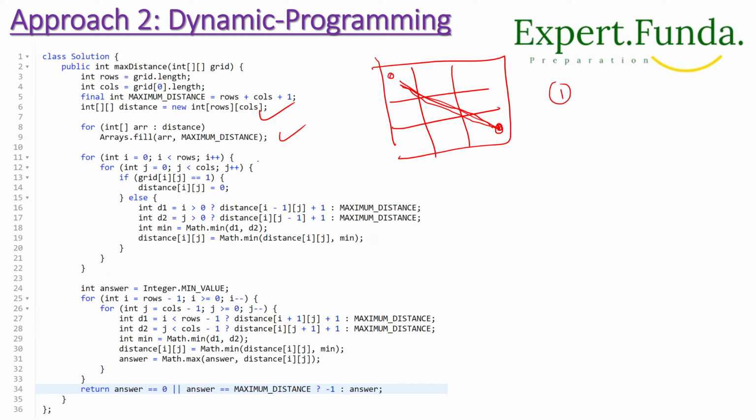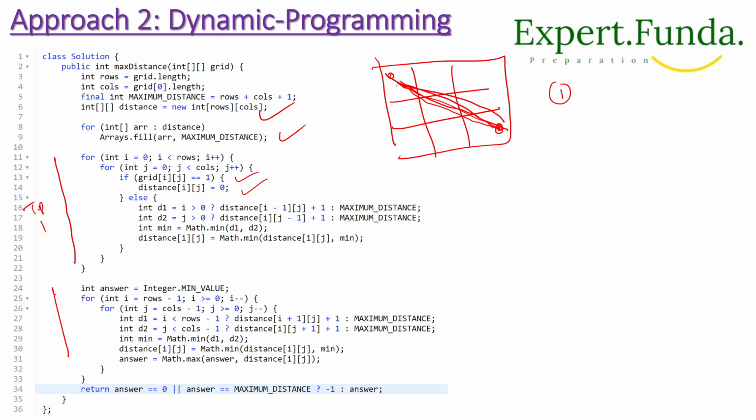Then we will iterate over the matrix from top left to bottom right. So we are going from top to down, like this, right? In the other approach, the traversal will go from bottom right to top left. In the first iteration, we will check if the cell is a land cell, which means the cell value is 1. Then we will update our distance.